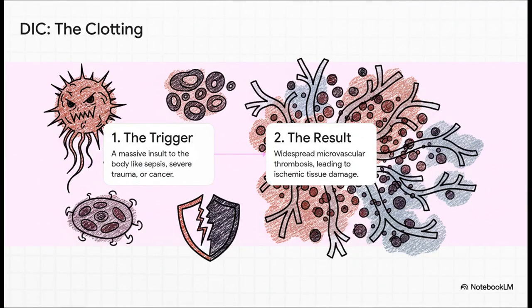So here's part one of the paradox, the clotting. It starts with some kind of massive trigger. We're talking major stuff like sepsis or severe trauma. This is what flips that on switch. And suddenly, thousands and thousands of tiny little clots start forming in small blood vessels all over the body. These tiny clots block blood flow, and that starves organs and tissues of oxygen, causing widespread damage.